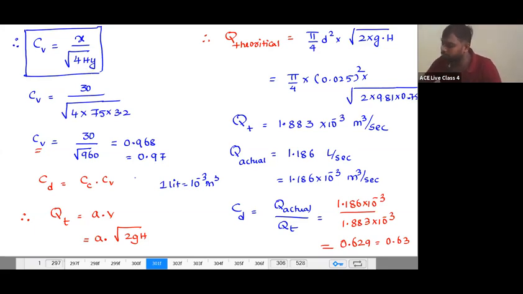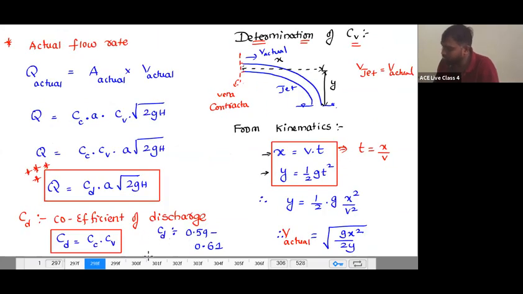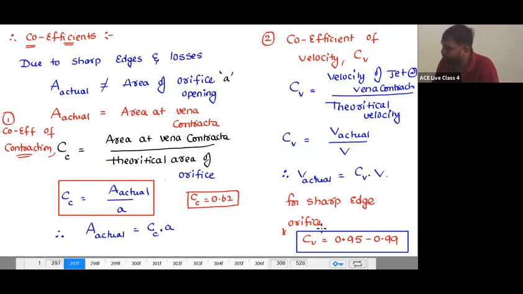Any doubt, please? One of the students is asking, sir, in examination the CV is going to be less than 1 only, then how to pick the answers? The range of the CV. What is the range of the CV? 0.95 to 0.99. See, in examinations the range is going to be that. I said already the ranges. These ranges are important. What is the CV? 0.95 to 0.99.